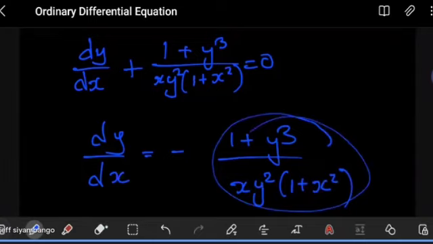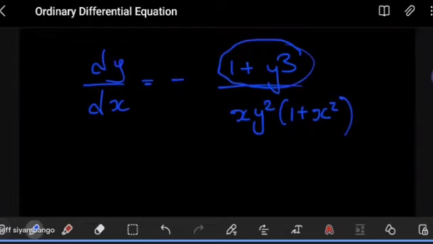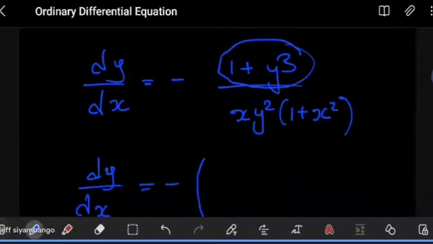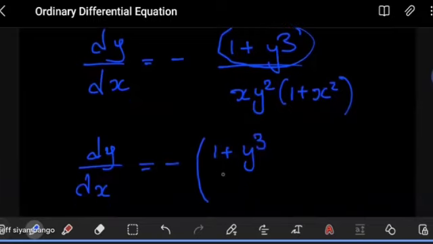So I'll group them up and separate them just on that side. Notice that I'll treat this whole part as one term. So now I'll have minus, and I'll bring out 1 plus y to the power 3. In the denominator, I only have one y in the form of y squared, so I'll say this is over y squared.